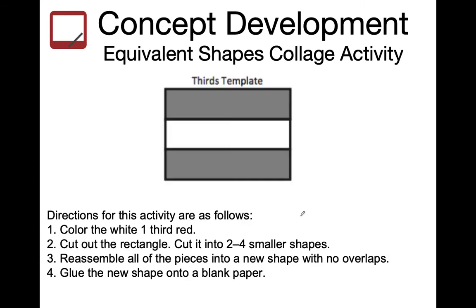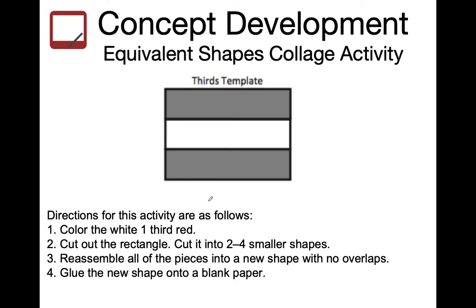So then look at this other picture. We're going to do a little activity. It says to color the white 1/3 red. Okay, so you're going to see that this one, you can do this with paper if you would like to. I want to show you guys what it's really trying to have you guys do, okay?